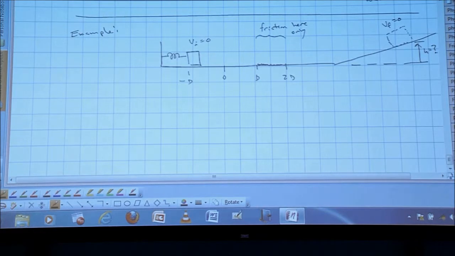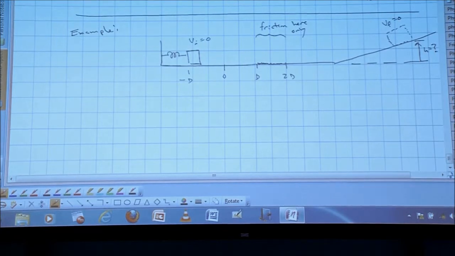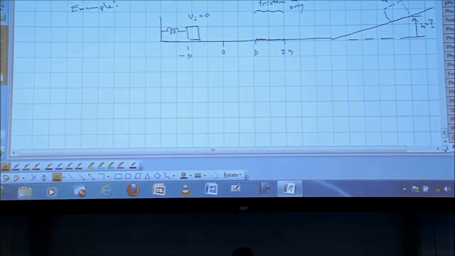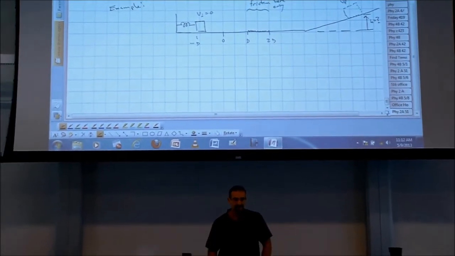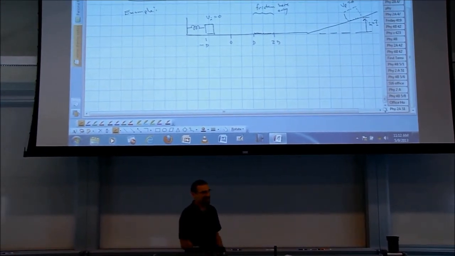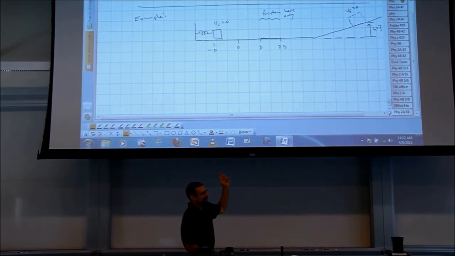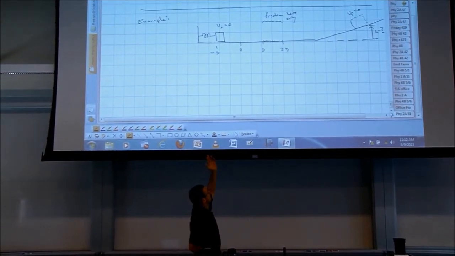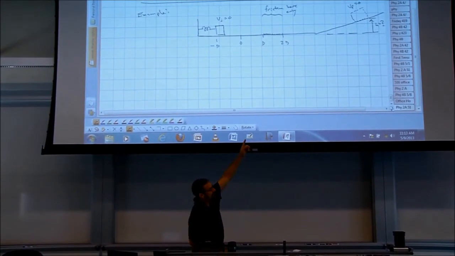How's that? Oh, did I forget the loop-the-loop in the middle? Okay. Starts compressed at one side, ends up there.